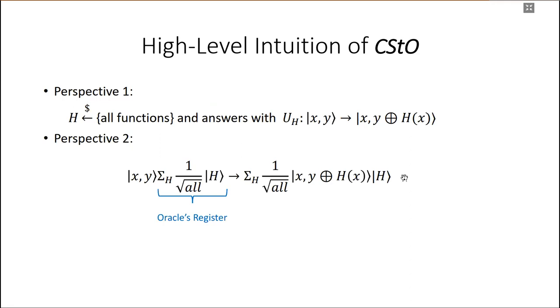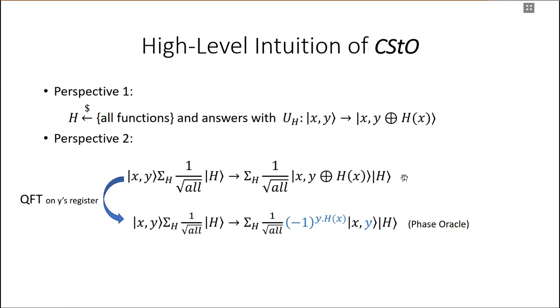Another perspective is that the Oracle puts a uniform superposition of all functions in its private register and answers the query as shown in the slide. These two perspectives are the same, since if, for instance, the Oracle measures its private register in perspective two, then it gets the same ensemble of quantum states as perspective one. Or you can say that one is the purification of the other.